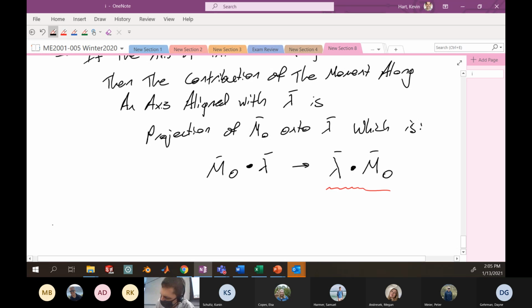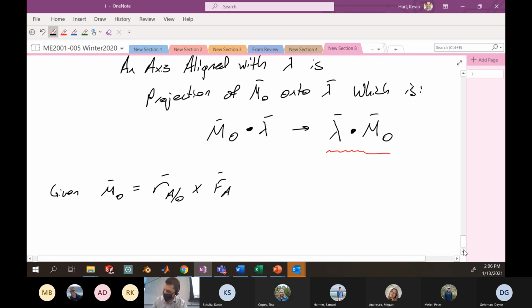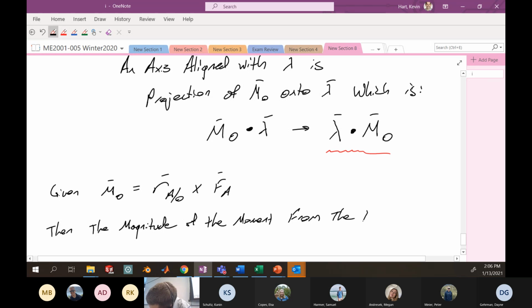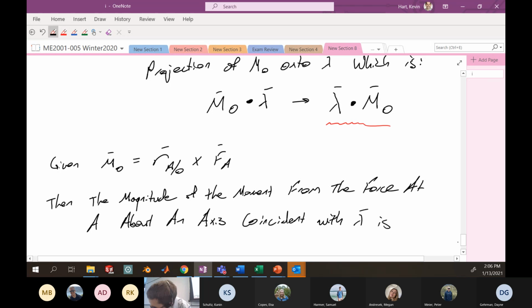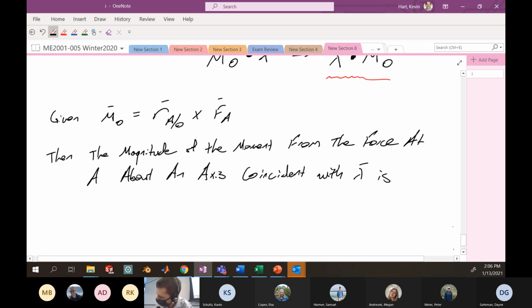And now here we are with new material, but we know that given that the moment about O is just a position vector which locates A from O, crossed with the force at A, then the magnitude of the moment from the force at A about an axis coincident with lambda is, let's say, the magnitude of the moment along lambda, that might be a good way to describe it.